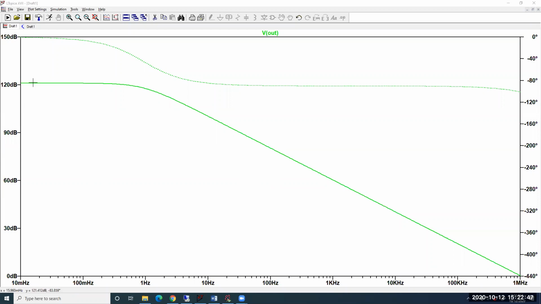Now, the thing is that the gain here is 120 dB, right? Which is pretty good for an op amp, but it's not infinite, right? This right here is that open loop gain at what is close to 0 hertz. Now, if I was testing this, right, at 10 millihertz, I'd have to go for 100 seconds just to get one peak to peak, right? So it's kind of hard to measure it like that.